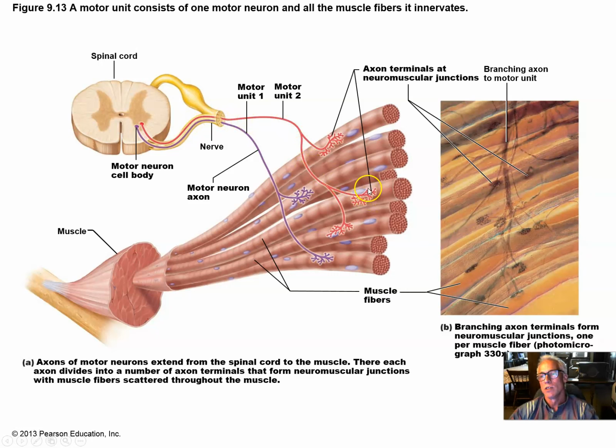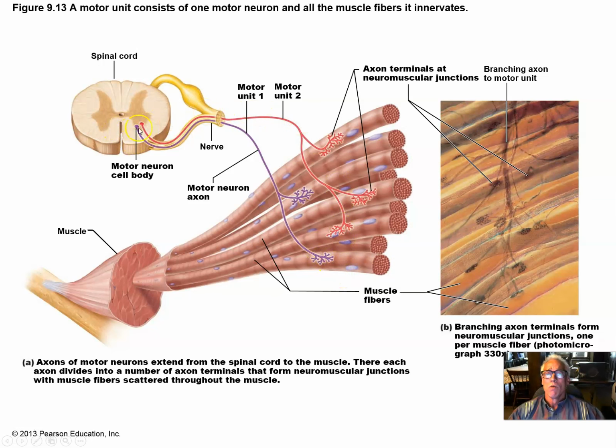So whenever this red motor neuron sends impulses to the muscle cells, these 3 muscle cells will be induced to contract, none of the other ones. This purple motor neuron, whenever impulses come down its axon, these 2 muscle cells will contract. So the motor end plates on the cells are permanently affixed to a particular motor neuron, and they contract only when that motor neuron is active.